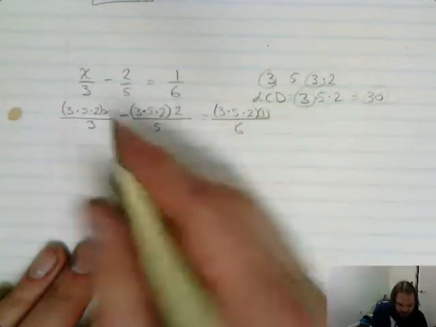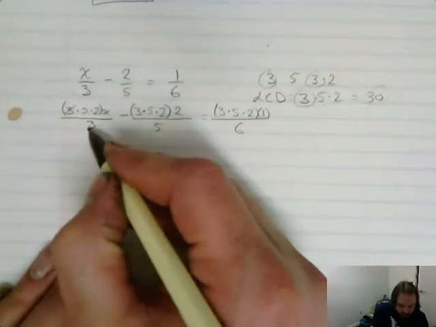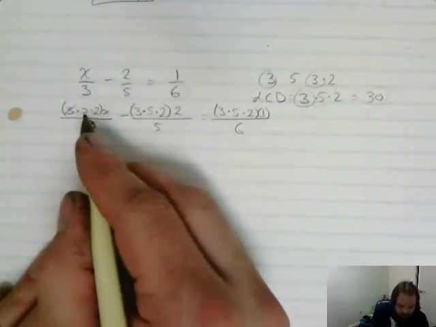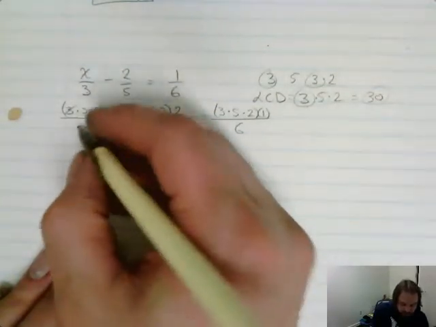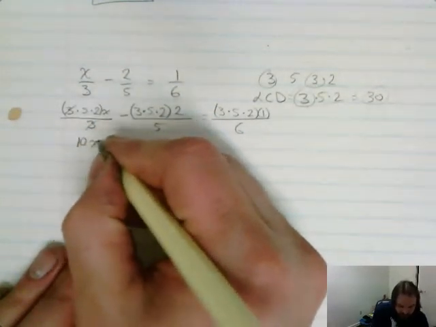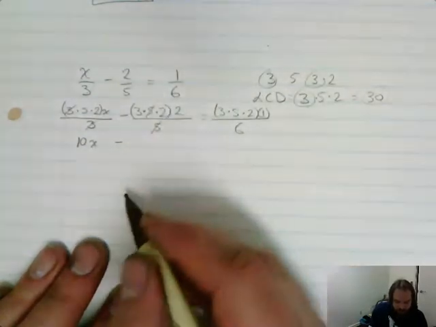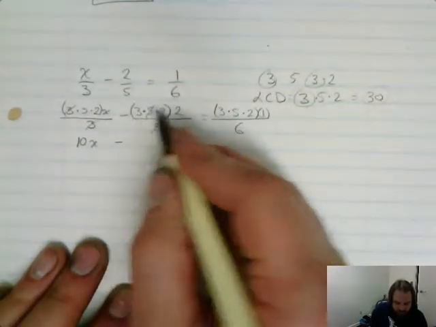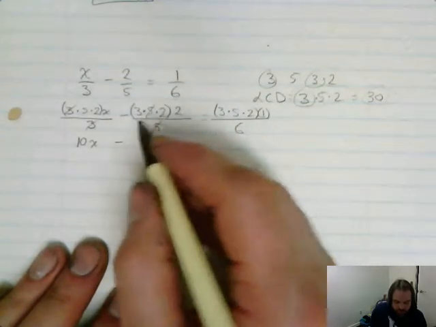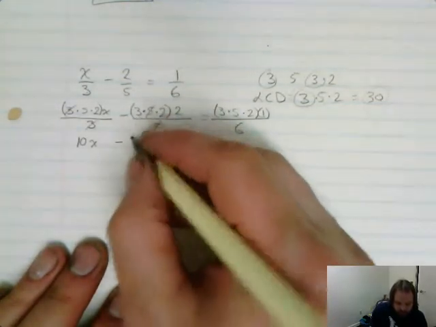Let's start over here. So 3 divided by 3 is 1. So now I'm left with 5 times 2, which is equal to 10. So we have 10x. Now right here, 5 divided by 5 is 1. So now I'm left with 3 times 2 times 2. So 3 times 2 is 6, times 2 is 12.